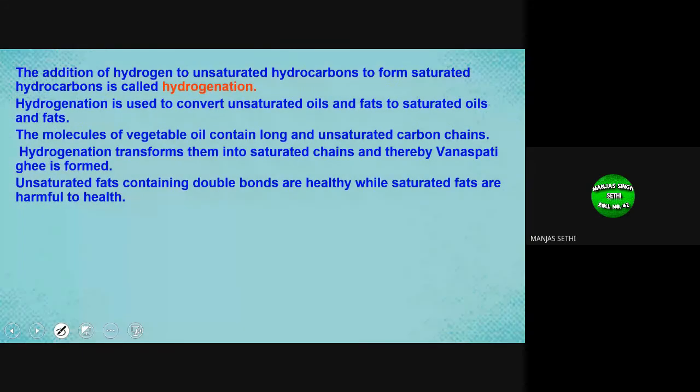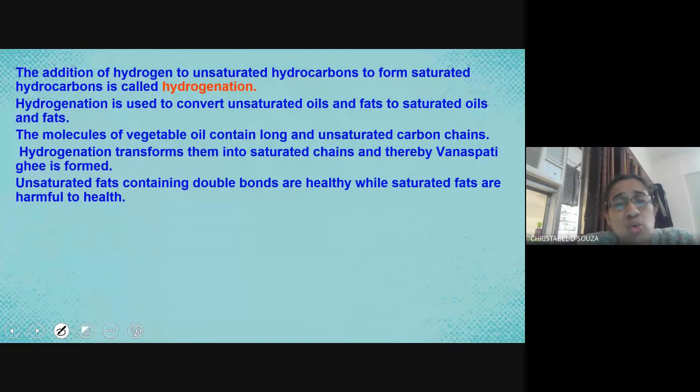Okay, next one. Yes, ma'am. Addition of hydrogen to unsaturated hydrocarbons forms saturated hydrocarbons. So, whenever you add hydrogen to an unsaturated hydrocarbon, you get a saturated hydrocarbon. This process is known as hydrogenation. So what is hydrogenation, boys? Your unsaturated hydrocarbon gets converted to saturated hydrocarbons. How? By the addition of hydrogen, right?